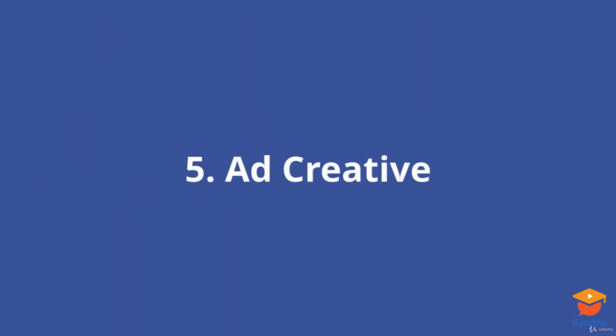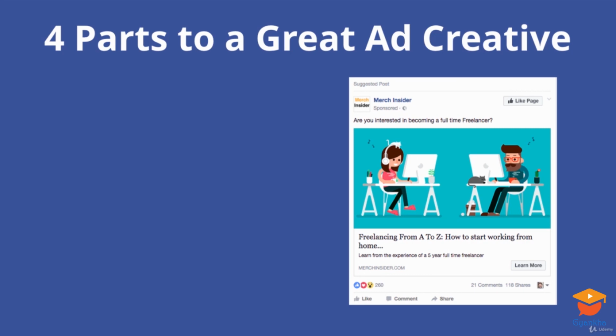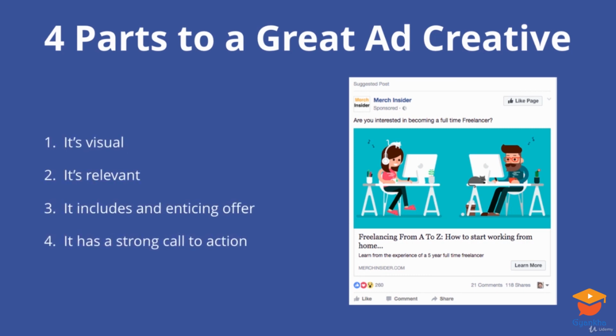Fifth key to success with Facebook ads is the ad creative. And this is what people actually see in their Facebook newsfeed. So here are the 4 parts to a great ad creative. First, it needs to be visual. Remember that there is going to be a lot of competition for eyeballs in the newsfeed, so it needs to catch attention. Bright colors, faces will really stand out. So we can see here that this example, it's visual. It pops really off the background, this nice bright color.